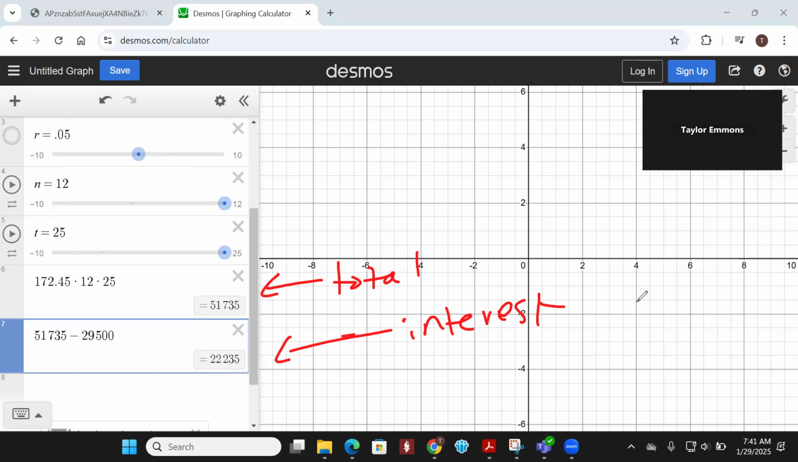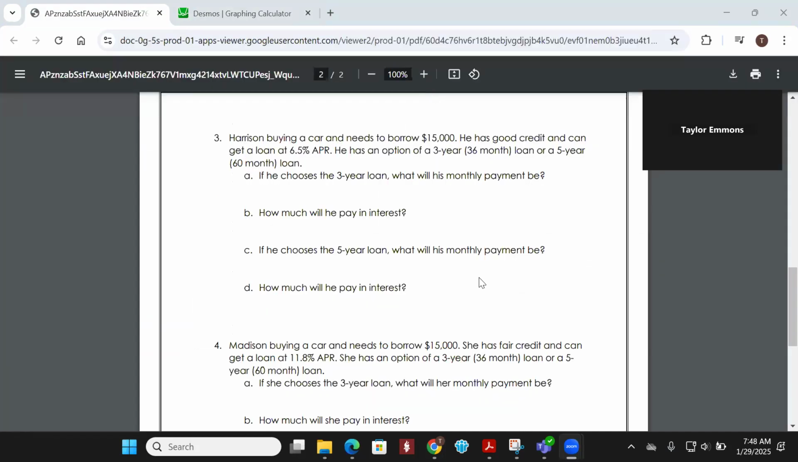Good. All right, go ahead and take a look at 3 and 4. Go ahead and get those knocked out. Okay, so Harrison is buying a car and needs to borrow $15,000. He's got good credit and can get a loan for 6.5% APR. Hey, your credit score impacts what your interest rate is, just FYI. He has an option of a 3-year or a 5-year loan. If he chooses a 3-year loan, what will his monthly payment be?